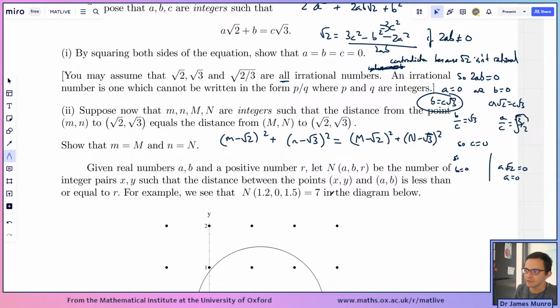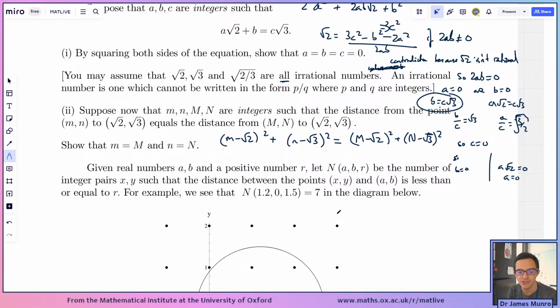If you multiply this out, then you get some expression which has some root 2's in it, has some root 3's in it. We're going to use the first part. So there'll be some coefficient of root 2, some coefficient of root 3, and some leftover number. And we're going to say that all of those things have to be 0, because we showed in the first part that a bunch of these things are 0.